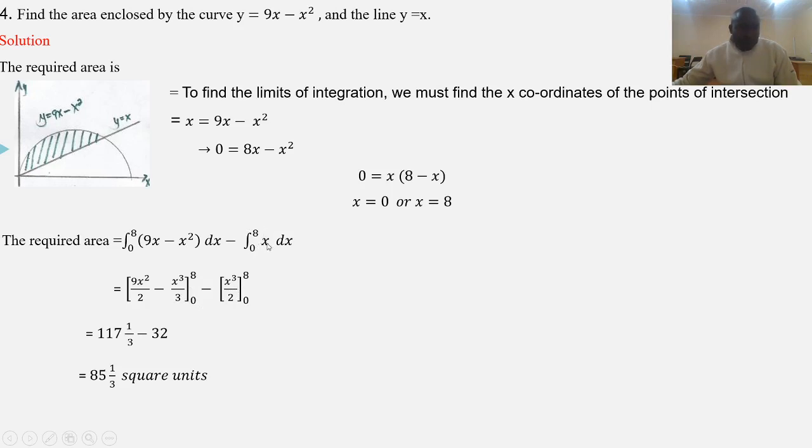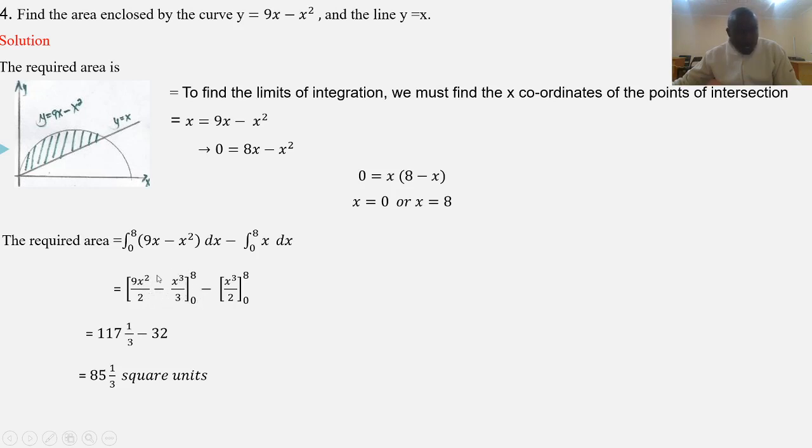Then I come to y equals x. I integrate x with respect to x, limits 8 to 0. So it becomes x squared over 2, not x cubed. Now I substitute an 8. For a 0, it will just be 0, so there is no need to deal with the zeros. Substitute 8 here. I don't need to subtract the 0 because it is 0 still.